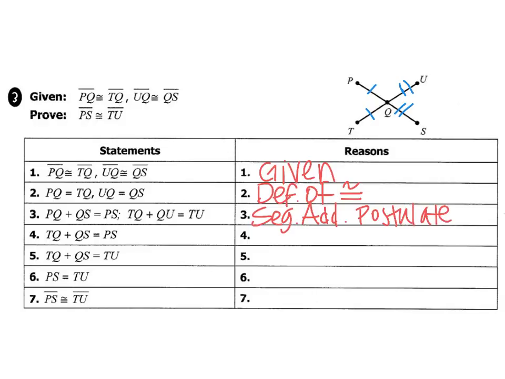Then let's look at statement number 4. Statement number 4 is saying TQ plus QS equals the measure of PS. So how did we get that? TQ plus QS equals PS.